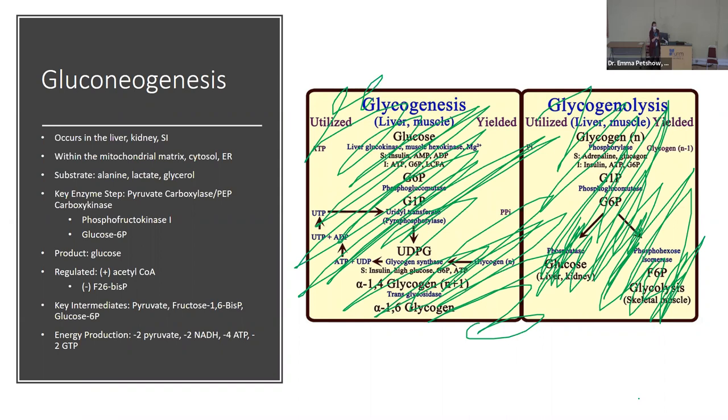This occurs specifically in the liver and the kidney, somewhat in the small intestine, but for the most part, liver and kidney would be your major areas. This is another part that's occurring within the mitochondrial matrix, or some part of it, or sometimes all of it in the cytosol, or in the endoplasmic reticulum. So it can occur in all three of those spaces within the cell. Part of it depends on what the substrate is going to be.